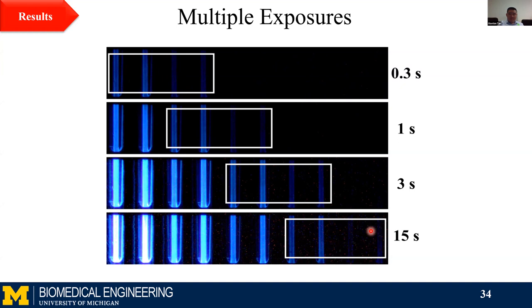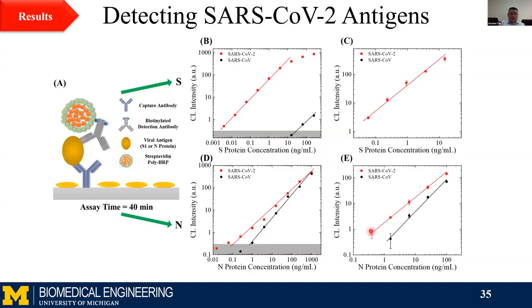So with this poly-HRP amplification and the multiple exposure technology, we gave a try on the detection of SARS-CoV-2 antigens. All the kits were provided by Sino Biologicals, and it's very obvious that we can get down to 4 picogram per ml of S protein and down to around 60 picogram per ml of N protein as a detection of SARS-CoV-2 antigens. This is only a proof of concept study. We haven't got the chance to test it in real clinical samples.